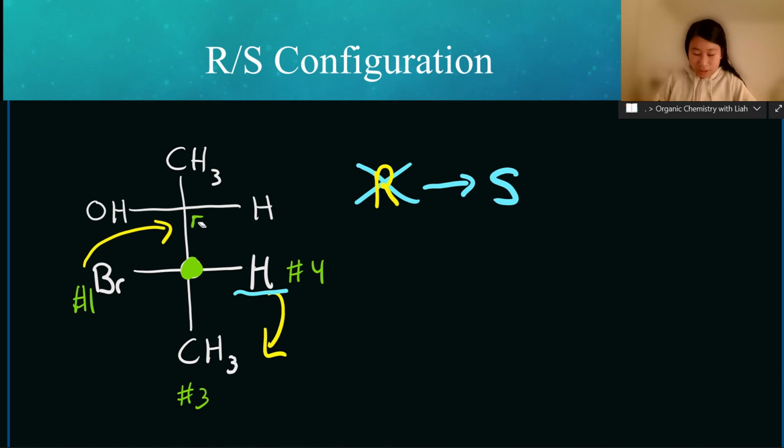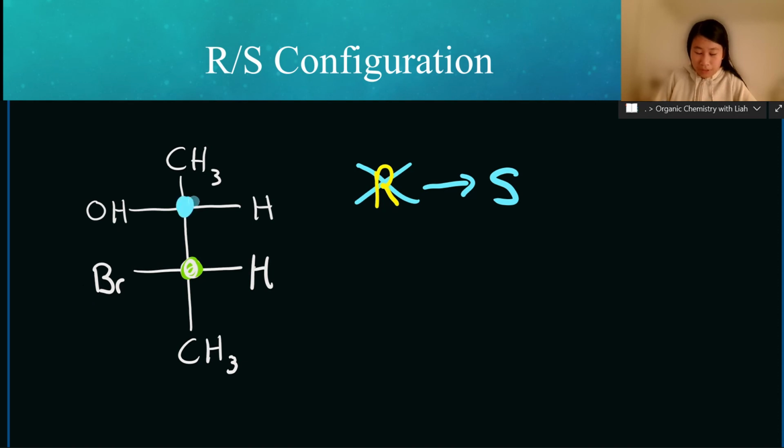Now try to find the R/S configuration for the other carbon. So I'll label that carbon in blue. So for this carbon, we're going to assign the priorities once more. Number 1 will be this OH group. Number 4 will be the hydrogen. Number 3 will be this methyl. And number 2 will be the rest of this molecule, specifically this carbon down here.